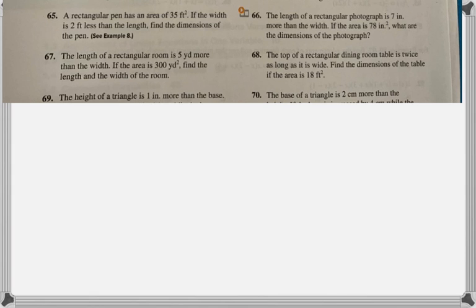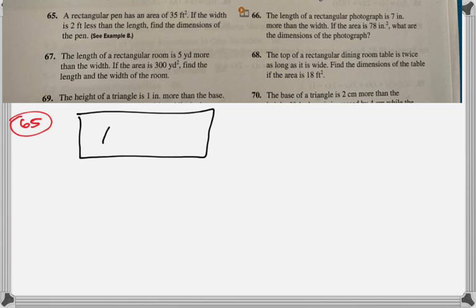65 says, a rectangular pen has an area of 35 square feet. So we have a rectangle, A equals 35 square feet. The width is 2 less than the length. Find the dimensions of the pen. We just did that problem. What is the answer here? Without doing algebra. The length is 2 inches more than the width, or less.